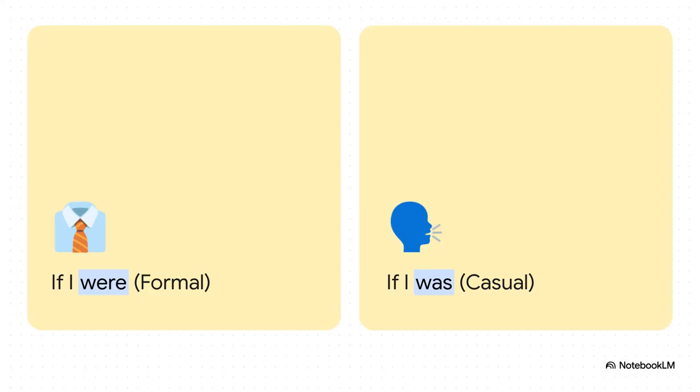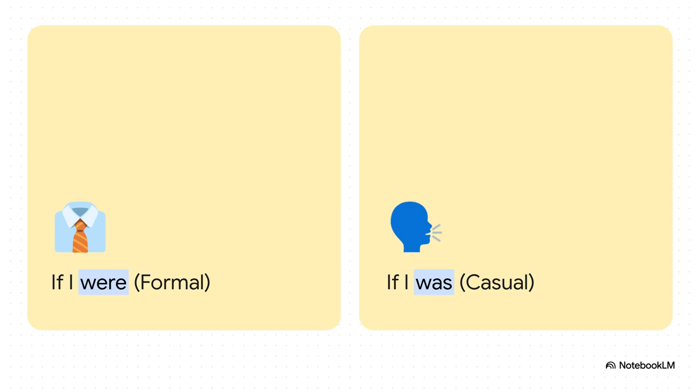Let's look at a super specific quirk when it comes to the verb to be. Traditionally, you've probably heard the phrase, if I were. This is the strictly formal rule, technically known as the subjunctive mood. The rule dictates that we use were with all pronouns in the second conditional. So if I were, if he were, if she were. But as we know, language is a living, breathing thing. In everyday conversation, tons of native speakers casually swap that out and say, if I was. And honestly, both are going to be understood perfectly in the real world.